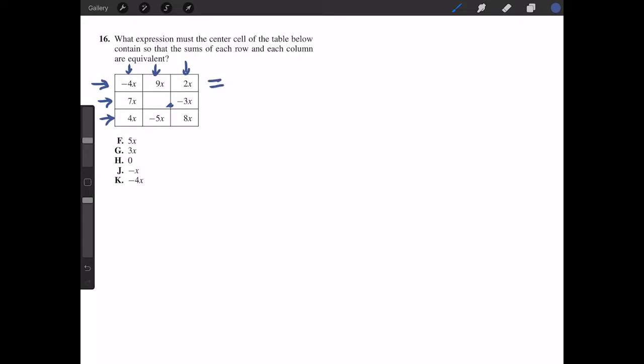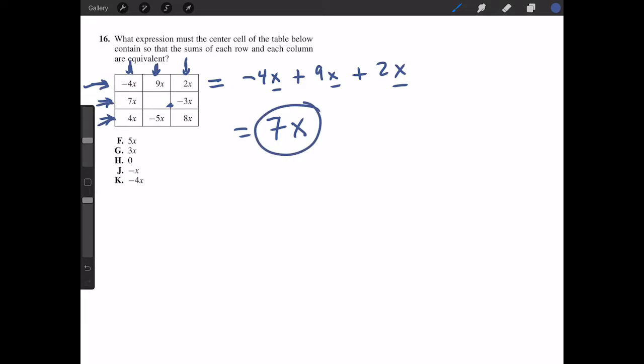Let's do this one. If we add the first row, negative 4x plus 9x plus 2x, what is that equal to? Well, these are all like terms. They have the same variable x to the same power of 1, even though you don't see it, it's there. And so they're like terms, so we can add them. So essentially, we would need to know how much is negative 4 plus 9 plus 2. Well, negative 4 plus 9 is 5, and 5 plus 2 is 7. So this is equal to 7x. So we need all of the rows and columns to add up to 7x. So that's all that we need.